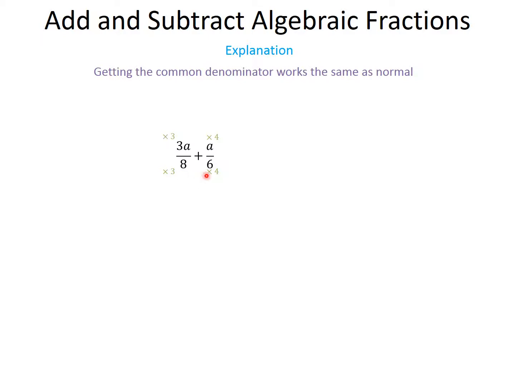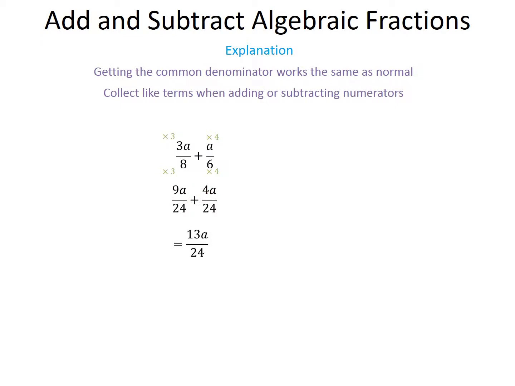So I'm going to have 24s on the bottom, and the top here will be 3 times 3a, which is 9a, and 4 times a, which is 4a. So I end up with 9a over 24 plus 4a over 24. And the next thing to note is that when we're putting the numerators together, we just need to be careful with like terms. So this is 9a's plus 4a's, and so that's like terms, which means that I can just put 13a's there. So it ends up being 13a over 24. Remember, not 13a squared or anything. There's just 9a's there and 4a's there, so it's just 13a over 24.